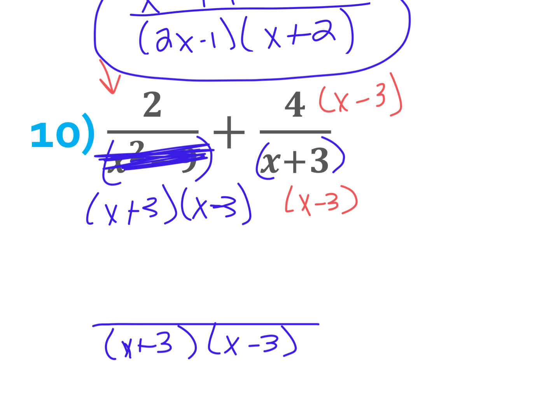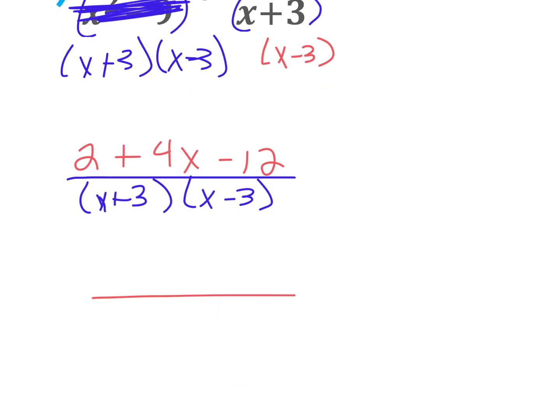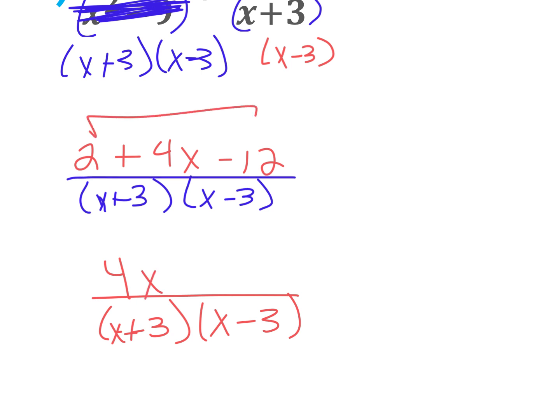So now that all three of the denominators are the same, we are just going to work with the numerator. So I have plus positive 2 plus 4x minus 12. So we're going to rewrite our denominator, x plus 3, x minus 3. And we're going to combine like terms in our numerator. I have a 4x, and then I have 2 and a negative 12. So 2 minus 12 is negative 10.